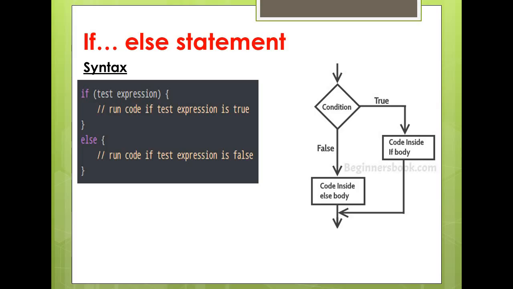Next one is the if else statement. The if else statement is basically a two-way decision making statement and is always used in conjunction with a condition. It is used to control the flow of execution and also to carry out a logical test and then pick one of two possible actions depending on the logical test. Here is the syntax of if else. If the test expression is true, it runs the code inside the if statement. Otherwise, it runs the code inside the else statement.